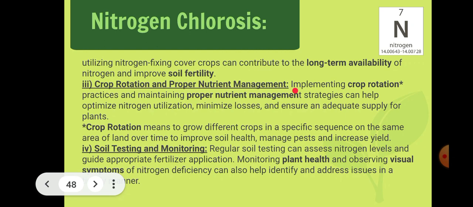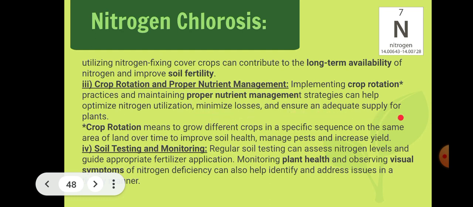First, let me explain what crop rotation is. Crop rotation means to grow different crops in a specific sequence on the same area of land over time, expecting to improve soil health, to manage pests, and to increase the yield production. Implementing this practice and maintaining the proper nutrient management strategies can help optimize nitrogen utilization, minimize the loss, and ensure an adequate supply for plants.